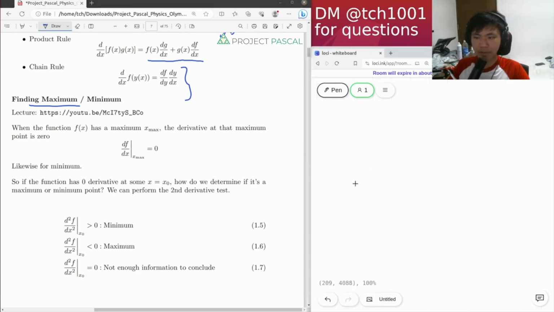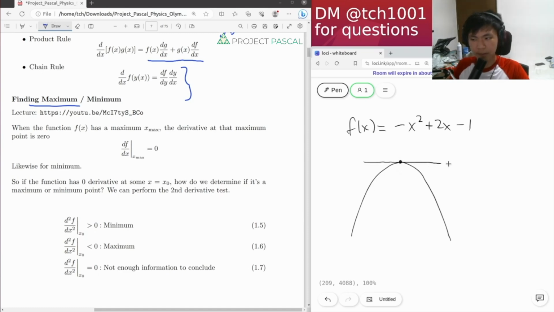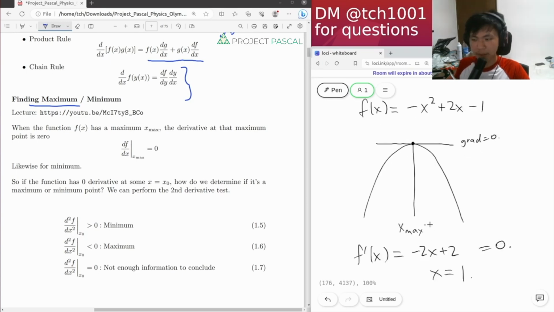So for example, if I have the function f(x) = -x^2 + 2x - 1, the graph of the function looks something like that. How do I find the maximum point in this function? Notice that at the maximum point of this function, the gradient is 0. That means we can differentiate this function and set the derivative equal to 0. And by solving that equation, we will get the x-coordinate at which the function is maximized. So in this case, the maximum point of this function is at x = 1.